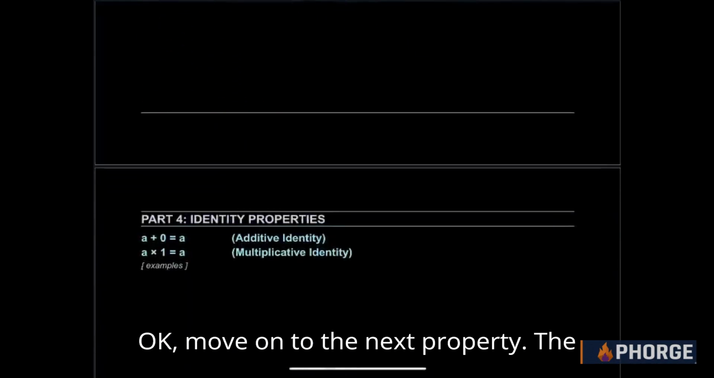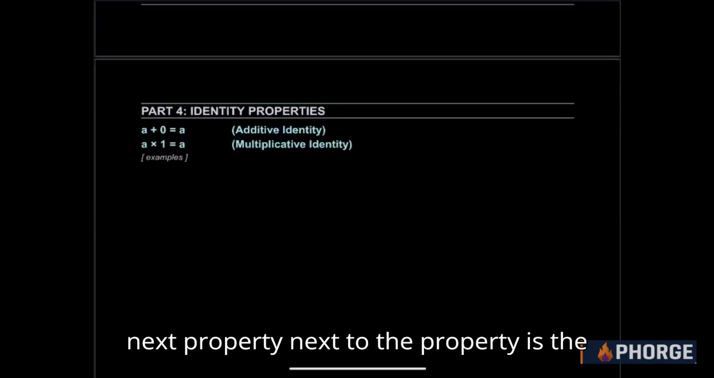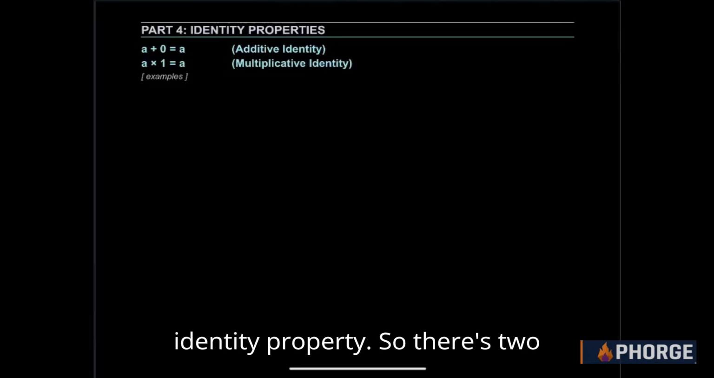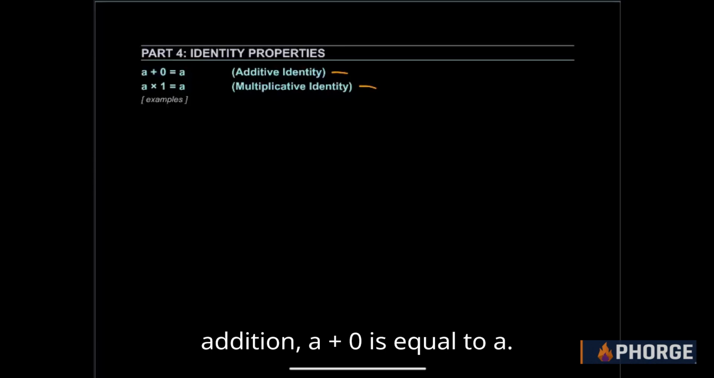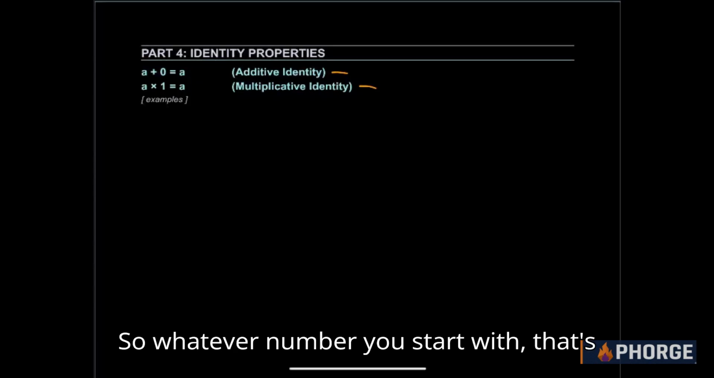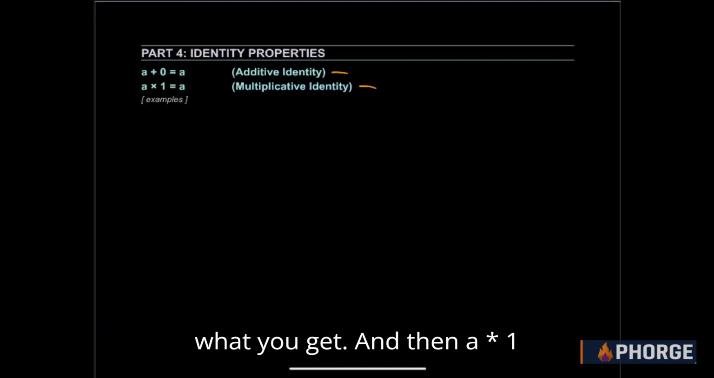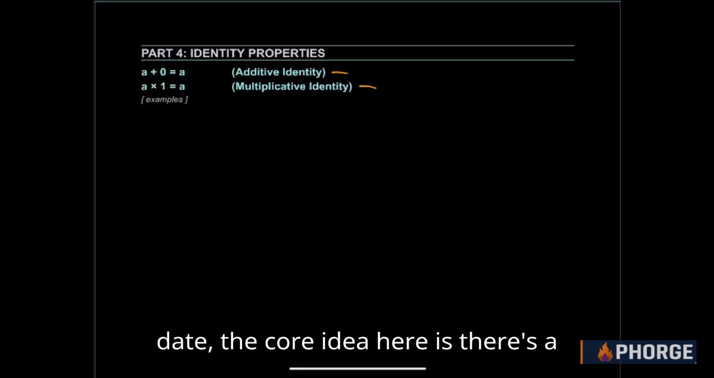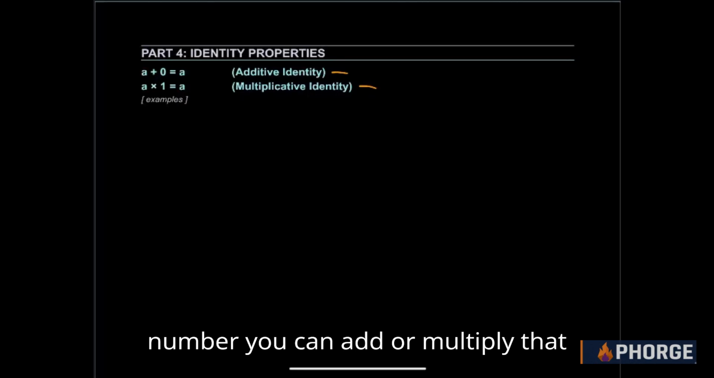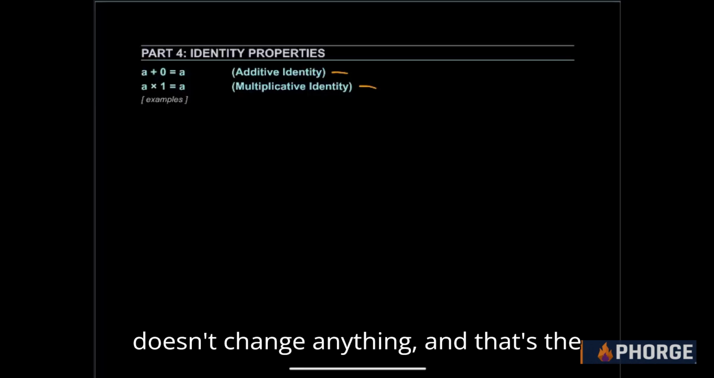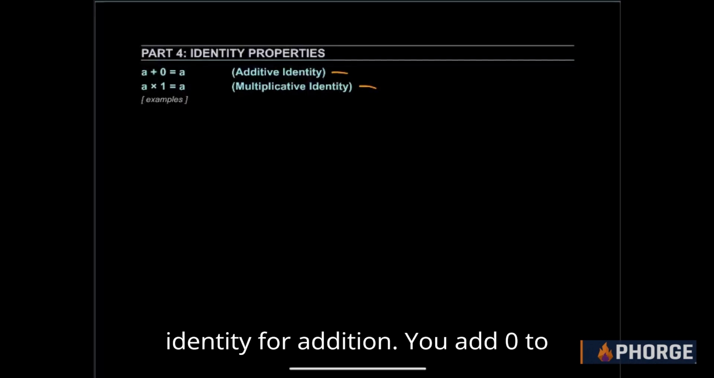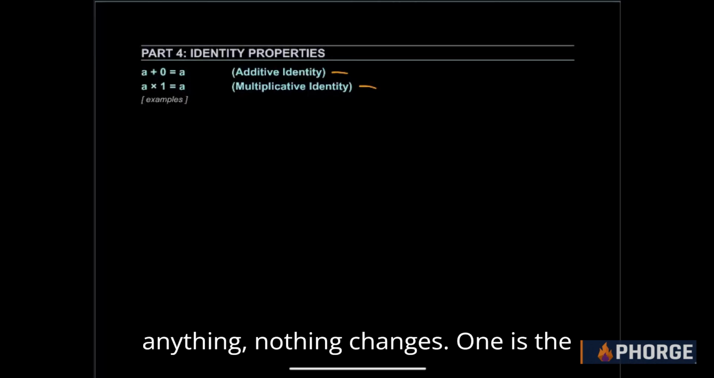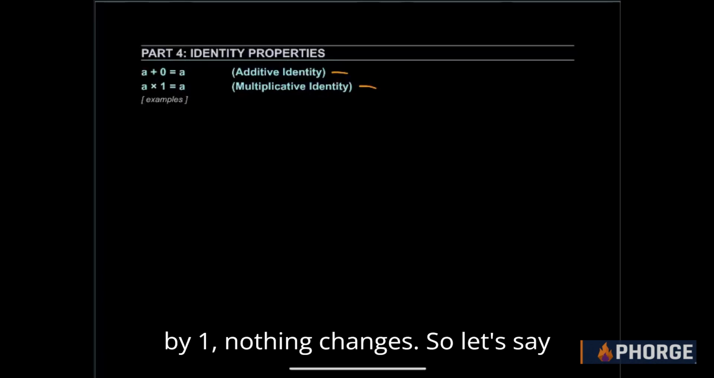Okay, move on to the next property. The next property is the identity property. There are 2 different ones: one for addition and one for multiplication. For addition, a plus 0 is equal to a, so whatever number you start with, that's what you get. And then a times 1 is equal to a. The core idea here is there's a number you can add or multiply that doesn't change anything, and that's the identity. In plain language, 0 is the identity for addition. You add 0 to anything, nothing changes. 1 is the identity for multiplication. Multiply by 1, nothing changes.